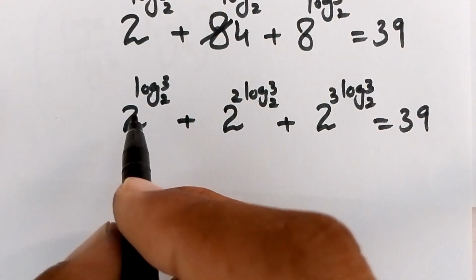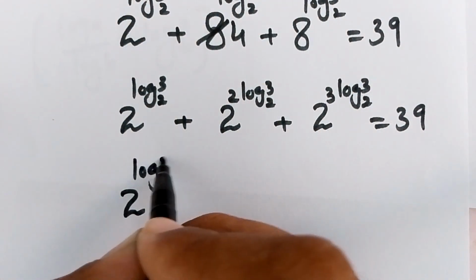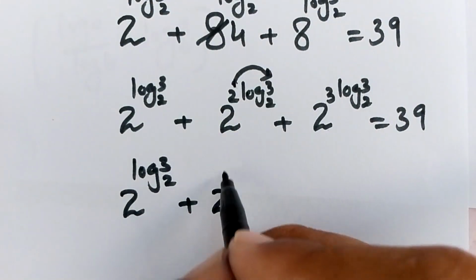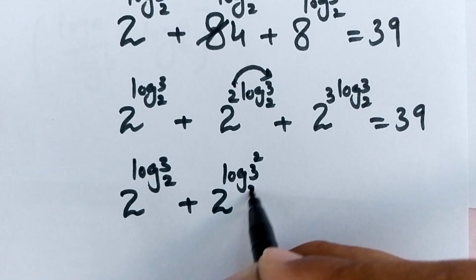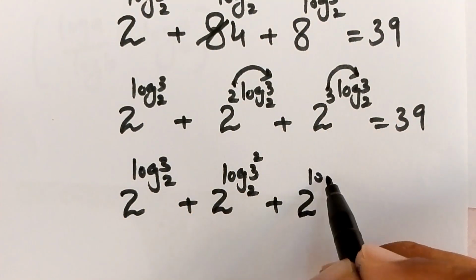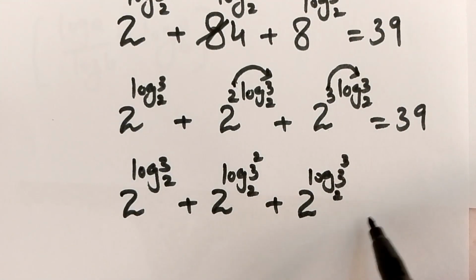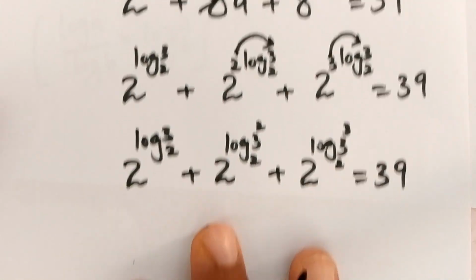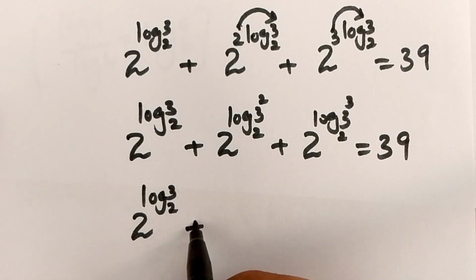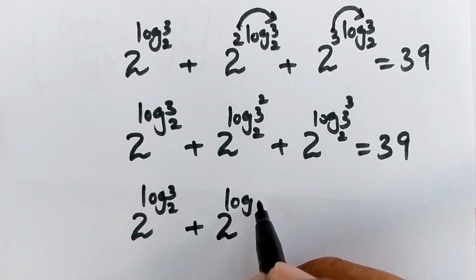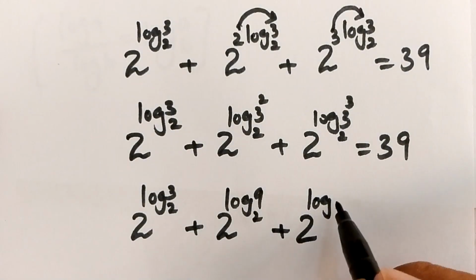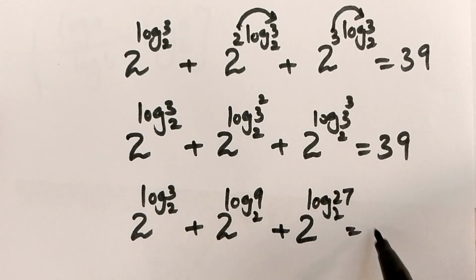Now 2 to the power of log of 3 of base 2 plus 2 to the power of, we have to move this power here, so this will become log of 3 square with base 2, plus 2 to the power of, we have to move this 3 to the power here, so this will become log of 3 to the power of 3 of base 2, which is equal to 39. Now in the next step, 2 to the power of log of 3 with base 2 plus 2 to the power of log of 9 with base 2 plus 2 to the power of log of 27 with base 2 is equal to 39.